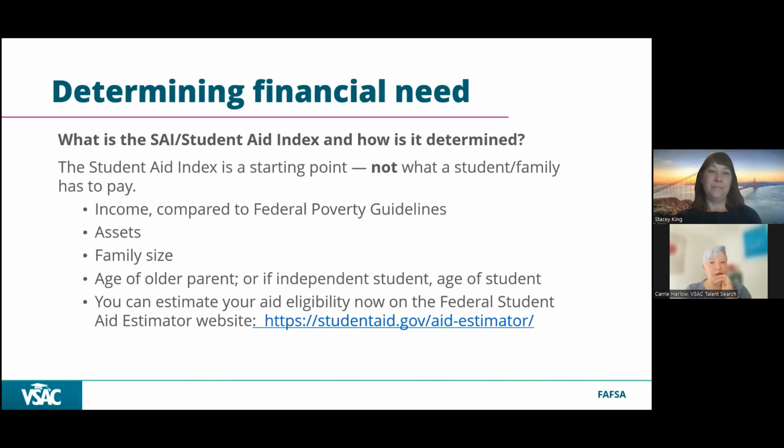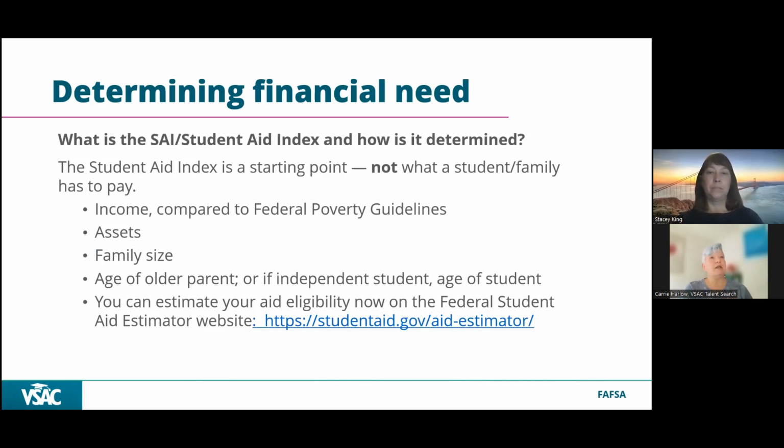So let's talk about this thing called the Student Aid Index. When a student applies for financial aid, they will get this thing called an SAI, or Student Aid Index. And it's basically the starting point. The federal government will use it to determine whether the student's eligible for a federal Pell Grant, and colleges will use that information to determine a student's financial aid.